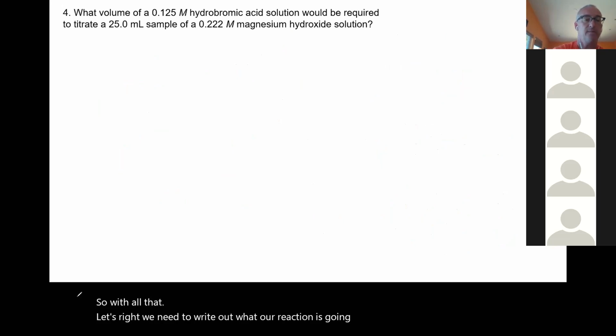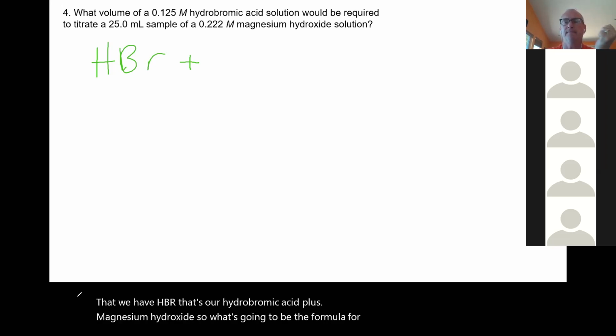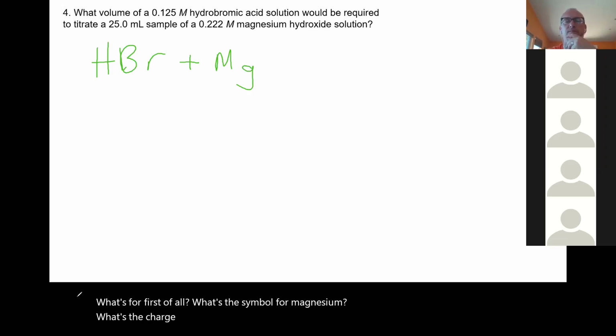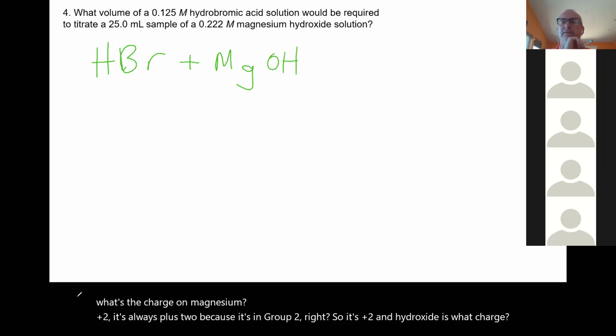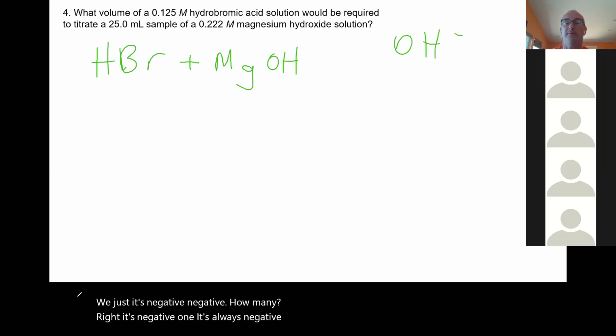So with all that, we need to write out what our reaction is going to be. So we have figured out that we have HBr, that's our hydrobromic acid, plus magnesium hydroxide. So what's going to be the formula for magnesium hydroxide? First of all, what's the symbol for magnesium? Mg. And what's the charge on magnesium? +2. It's always +2 because it's in group 2, right? And hydroxide OH is what charge? Negative. Negative how many? 1. Right, it's -1. It's always -1.